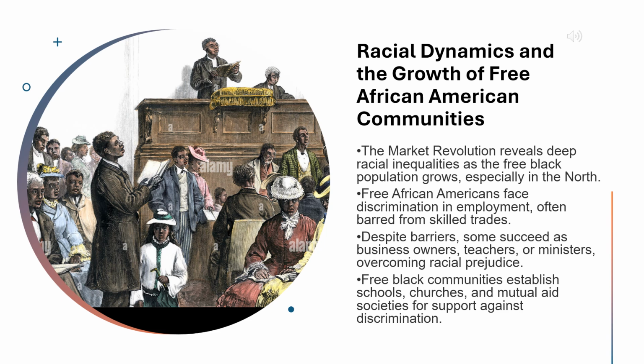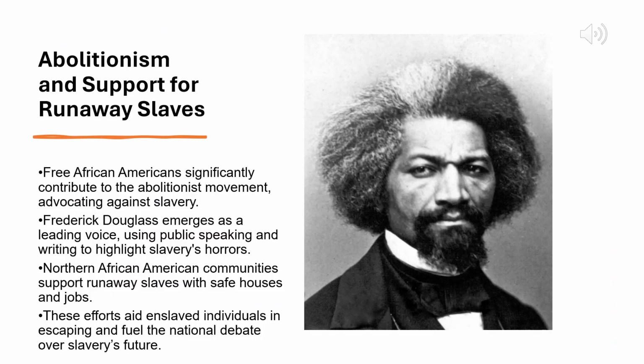In many northern cities, free African Americans established their own communities and institutions such as schools, churches, and mutual aid societies to support one another. These institutions provided social and financial support, helping African Americans navigate the challenges of discrimination and segregation. Many free African Americans played a key role in the abolitionist movement, advocating for the end of slavery and supporting runaway slaves through the Underground Railroad.